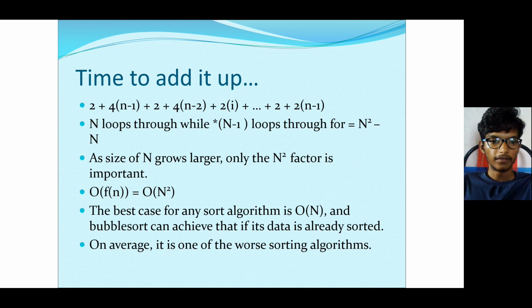The best case for any sort algorithm is big O of n, and bubble sort can achieve that if its data is already sorted. On average, it is one of the worst sorting algorithms.